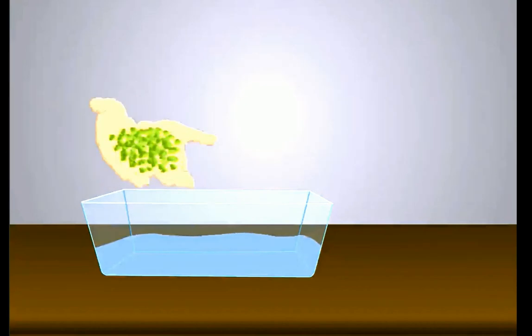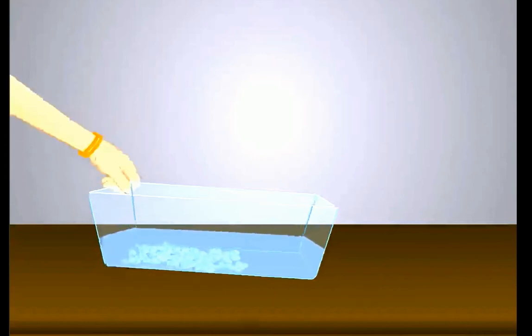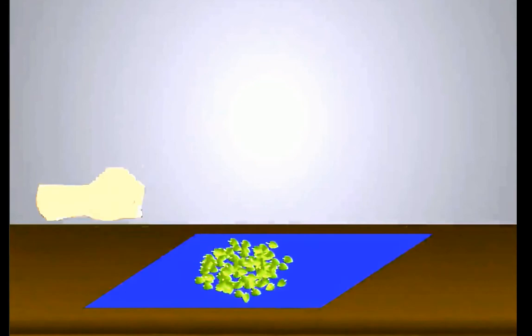Take some dry seeds of green gram. Wash and soak them in water for a few hours. Drain the water and tie the seeds in a wet cloth. Observe them after 2 days. You will see a small white structure comes out of each seed. This is called the sprout.